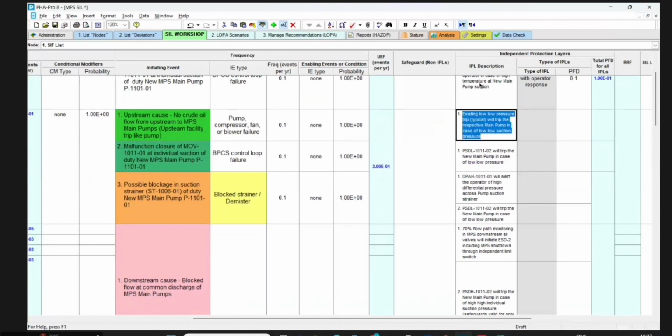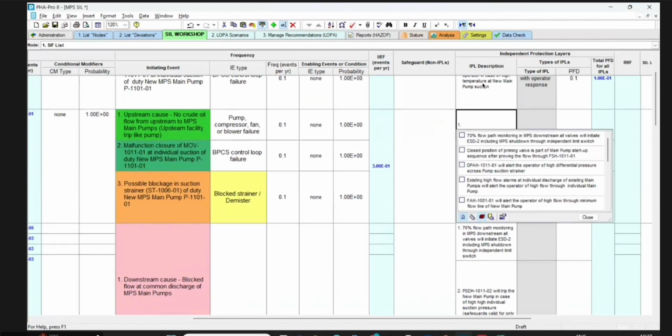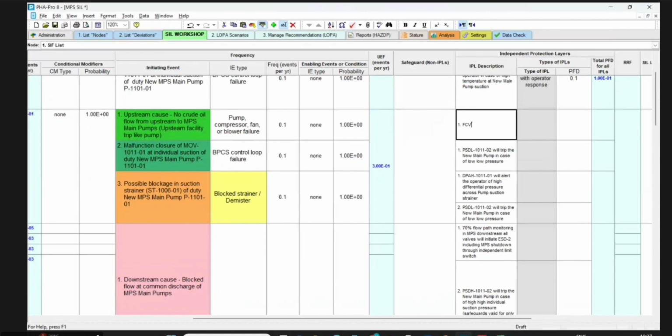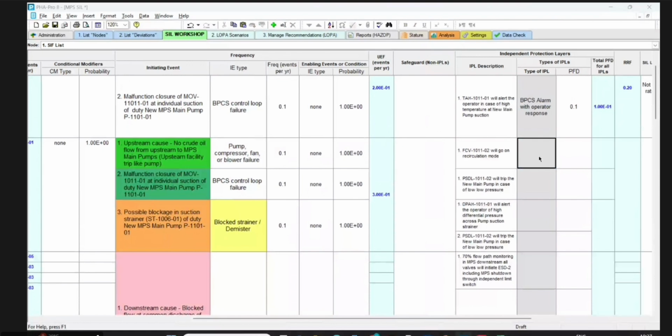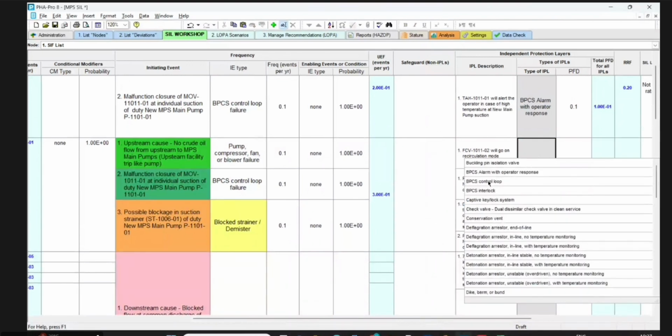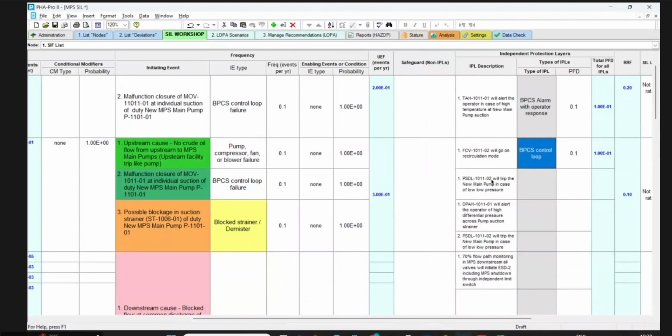So I would say that FAL. What is the FCV number, please? 101102. FCV 101102 goes on recirculation mode. So this is BPCS. I would put BPCS operator. Here, we have to be careful when we put an IPL. For any IPL, the tags should not have a common mode failure.